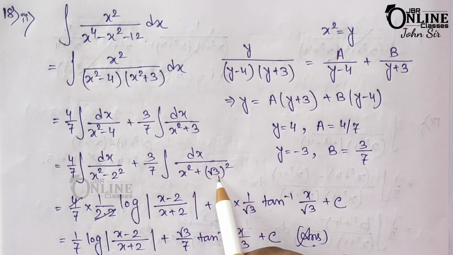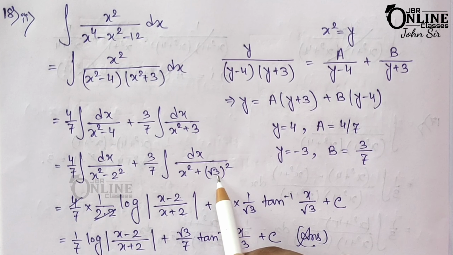So now here you can apply the formula x square minus a square means 1 square. So 1 by 2 log x minus 1 by x plus 1, and here 1 by 2 tan inverse x plus c as your answer, or you can write down here 1 by 4 also.